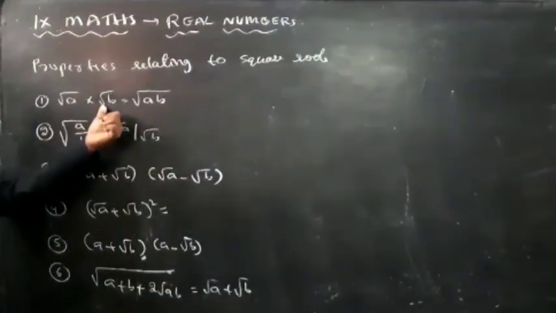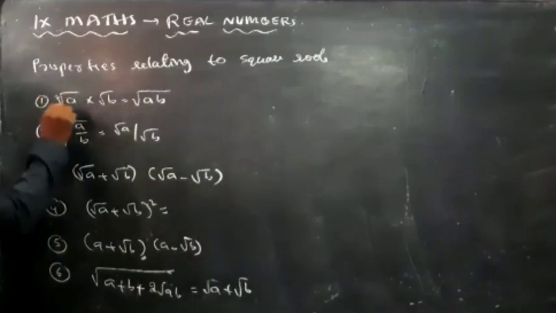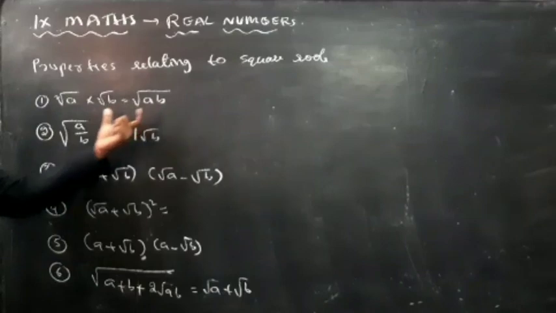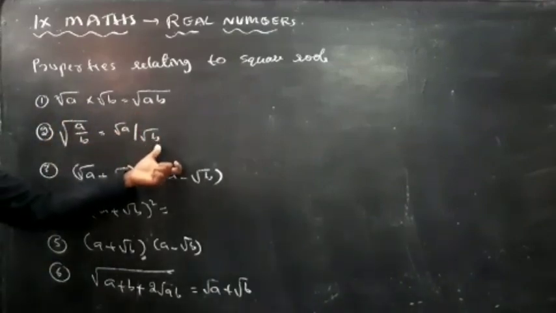Root A into root B, we can write root AB. Why? Because the degree of this is 2 and this one is also 2, so both are equal roots. So we can write root AB. Under root of A by B, we can write root A by root B.